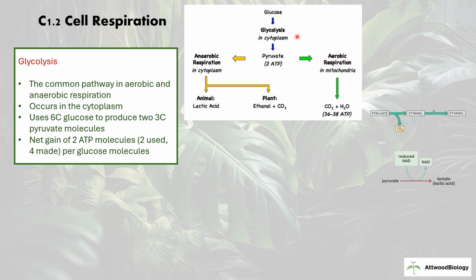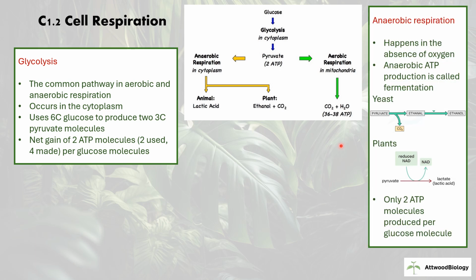Now, because glycolysis happens in both aerobic and anaerobic respiration, it's referred to as the common pathway. It occurs in the cytoplasm. It uses 6-carbon glucose to produce 2 3-carbon pyruvates. So we're splitting those carbons from the glucose, and we're producing 2 3-carbon pyruvate molecules for every glucose molecule that enters glycolysis. Now in glycolysis, there's a net gain of 2 ATP molecules because 2 are used and 4 are made for every glucose molecule that goes in. Now if you're doing HL, we go into a bit more detail about this later on. If you're doing SL, this is all you need to know.